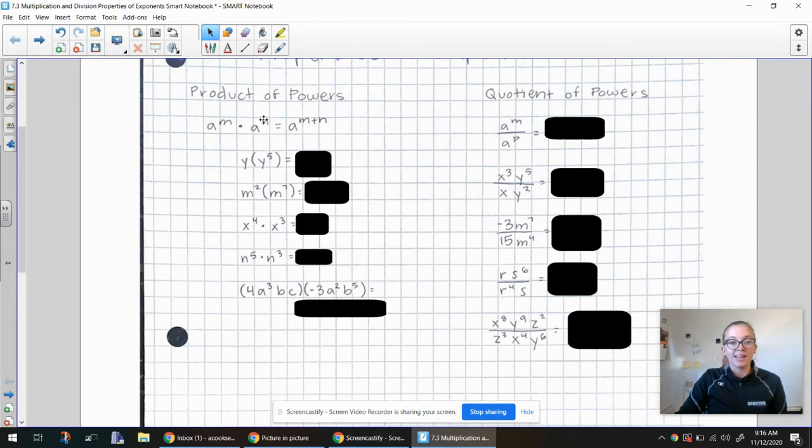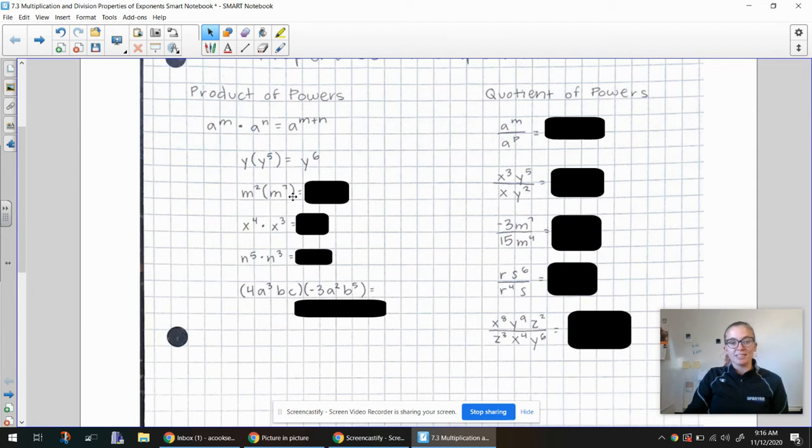Next, we have y times y to the fifth. Well, every single term has a secret or invisible exponent of 1 because y to the 1 is equal to y. So this is actually the same as y to the 1 times y to the fifth. Well, y to the 1 times y to the 5 is equal to y to the 6 because 1 plus 5 is 6.